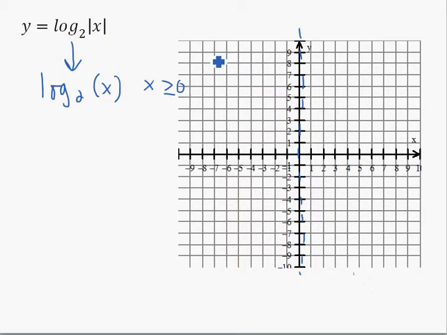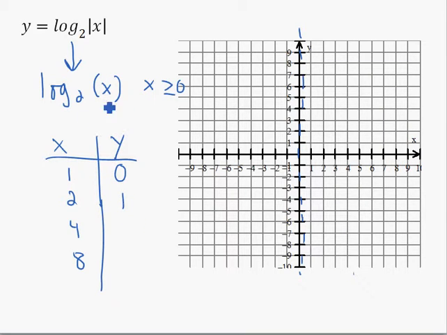Okay? And I think we've graphed log base 2 of x, but if not, you can make up an xy chart if you want. Now we're only choosing positive values of x. So for instance, 1, 2, 4, 8. I'm choosing all nice powers of 2. So log base 2 of 1 is 0. Log base 2 of 2 is 1. Log base 2 of 4, 2. Log base 2 of 8 is 3.